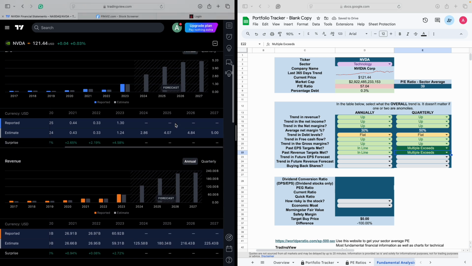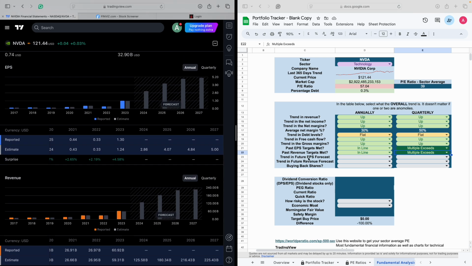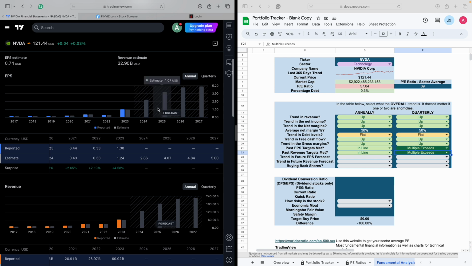So now the next question is, what is the trend in the future EPS forecast? The reason we looked at the past is because if they've been meeting their estimates in the past, then you'd be confident that they'd meet their estimates for the future. On the other hand, if they were missing all their estimates in the past, you wouldn't be too confident going forwards. So going forwards, I'd mainly focus on the next couple of years rather than that far forward, because a lot of things can change.